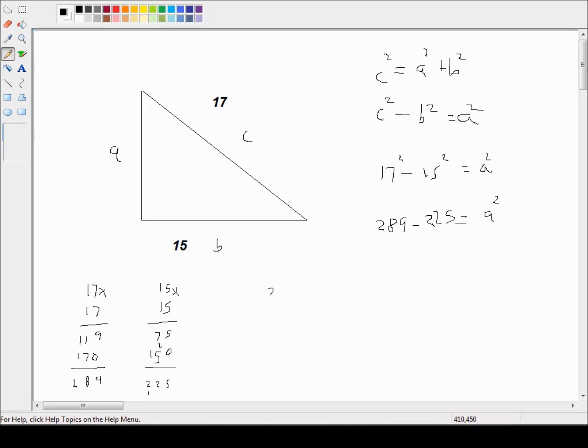So now we've just got 289 minus 225. Well, take 5 away from 9 and we've ended up with 4. 2 from 8 is 6, 2 from 2 is 0, so that's 64. So A squared is equal to 64, and we know that the square root of 64 is 8.